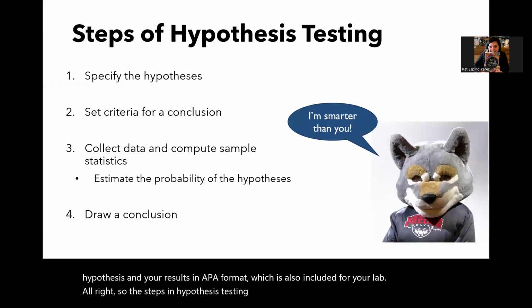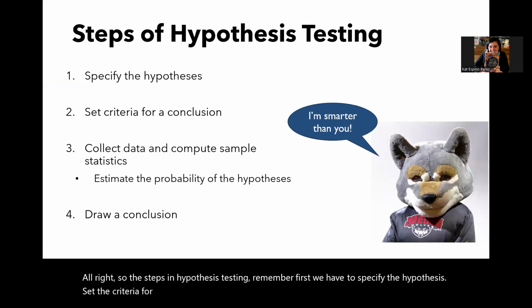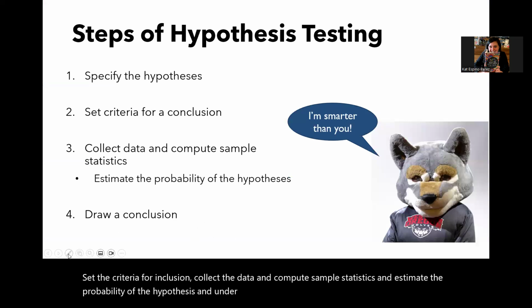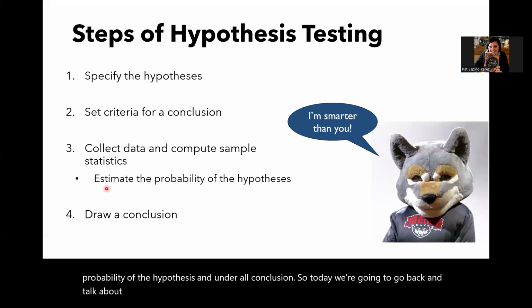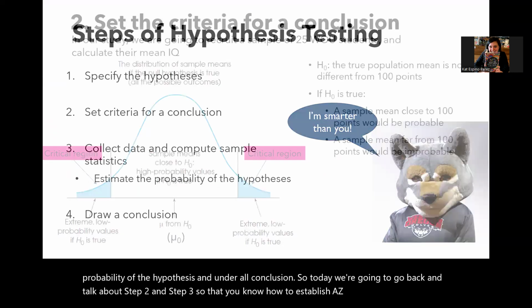All right, so the steps in hypothesis testing. Remember, first we have to specify the hypotheses, set the criteria for inclusion, collect the data and compute sample statistics, and estimate the probability of the hypotheses, and then draw a conclusion. So today we're going to go back and talk about step 2 and step 3 so that you know how to establish a Z critical score.